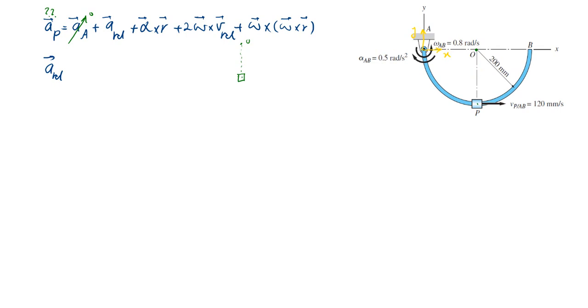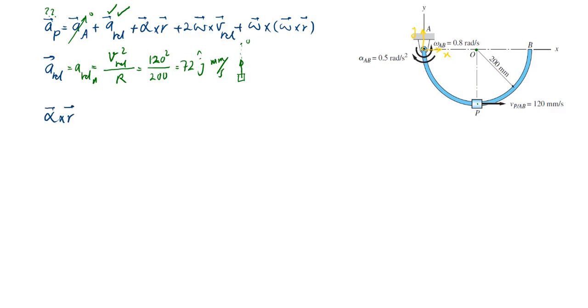So it's a relative normal component. And we can find it, we know V relative, so it's pretty good. We can use V squared over R. V relative was 120, we were given, squared over R, where the radius is 200. That will give you 72j millimeter per second squared. Now, the second component, for this A relative, we could find both magnitude and direction. Alpha cross R.